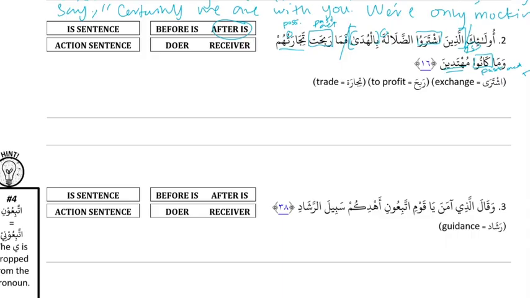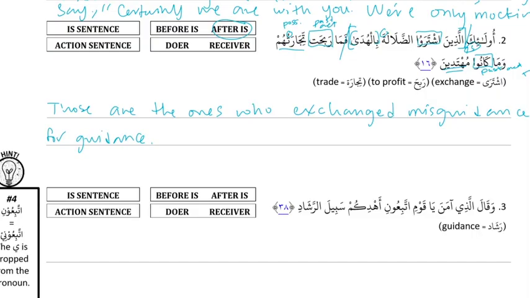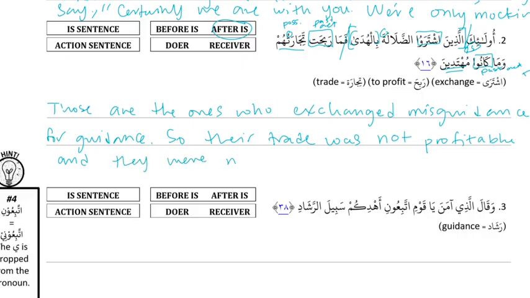Okay, translation. Those are the ones who. Right, those, and then our is goes there. Are, and then we translate the after is. The ones who exchanged. الضلالة was misguidance. So they exchanged misguidance for guidance. تجارتهم is their trade was not profitable, or did not profit. So rabiha is to profit or to be profitable. Their trade was not profitable or didn't profit. وما كانوا. And they were not, starting with our doer and then our action. They were, and of course it's negated. They were not muhtadeen. Committed to guidance. Good. Or ones who commit to guidance. It's the agent label mu plus e.